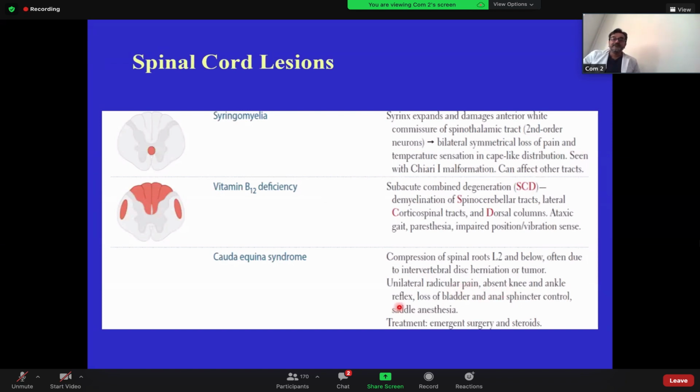Absent knee and ankle reflexes, and loss of bladder and anal sphincter control, because the bladder and anal sphincters are supplied by S2 segments of the spinal cord. So if you have a compression of the cauda equina at the L2 or L3 level, the bladder control will be gone, the anal sphincter control would be gone, and plus you would have a saddle type of anesthesia. That means the area between your thighs and the perineum is the area where your sensations would be lost. So saddle type of paresthesia is a characteristic sign of cauda equina syndrome.